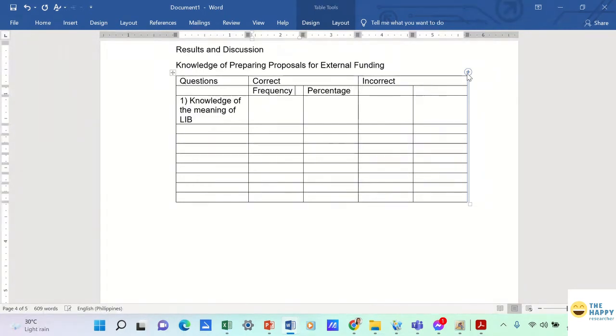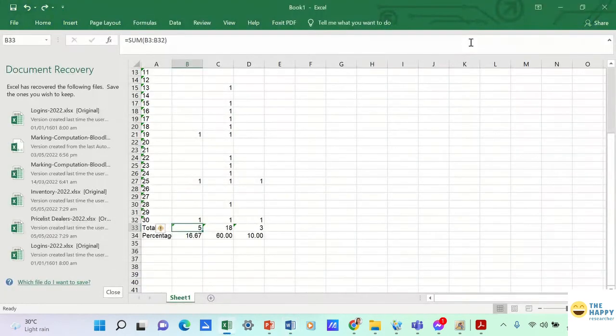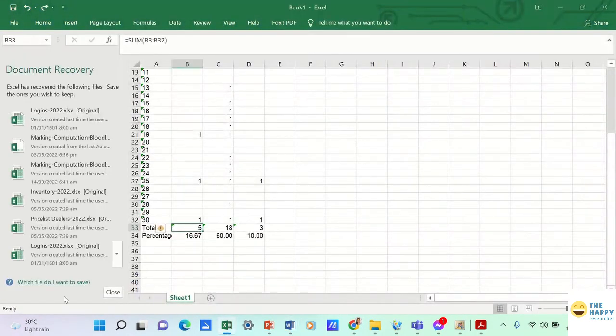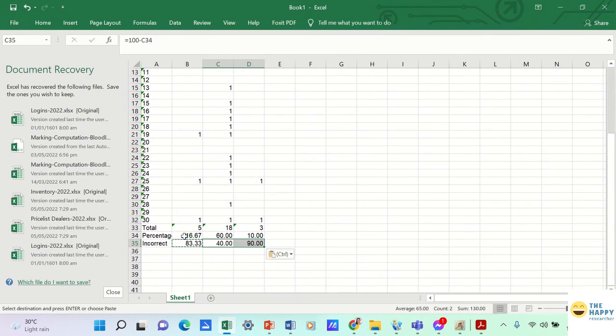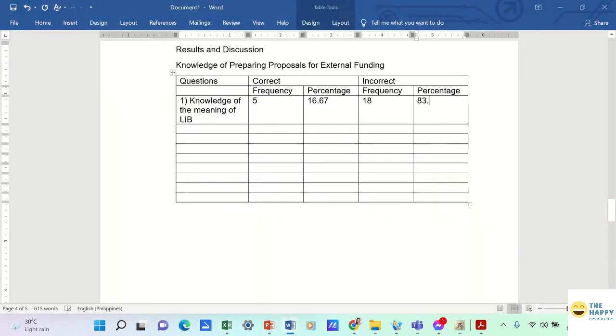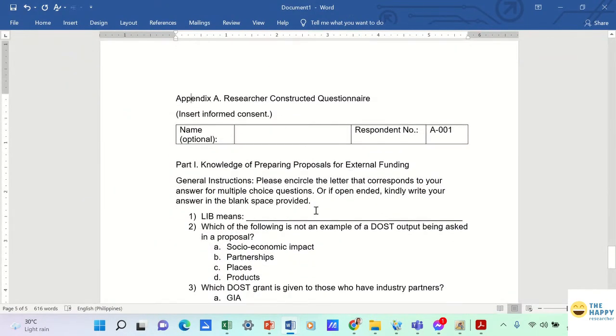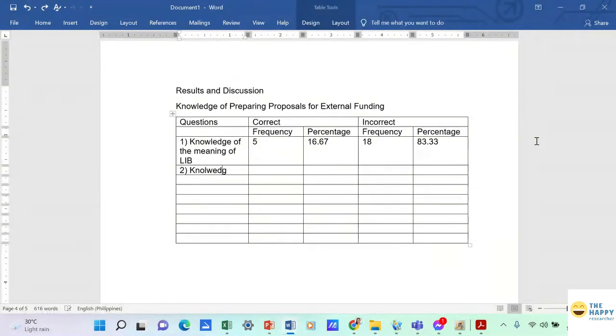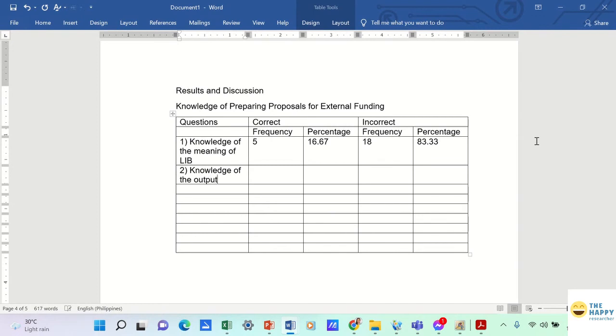As you can see, we have translated the questions into declarative sentences rather than the question form, and then we are typing the frequencies and the percentages of those that got a correct and incorrect answer. This is based on 100%, which is 30 respondents. How many got question 1 correctly? That's 5, while the rest, the 25 respondents, or 83.33%, got the question incorrectly.